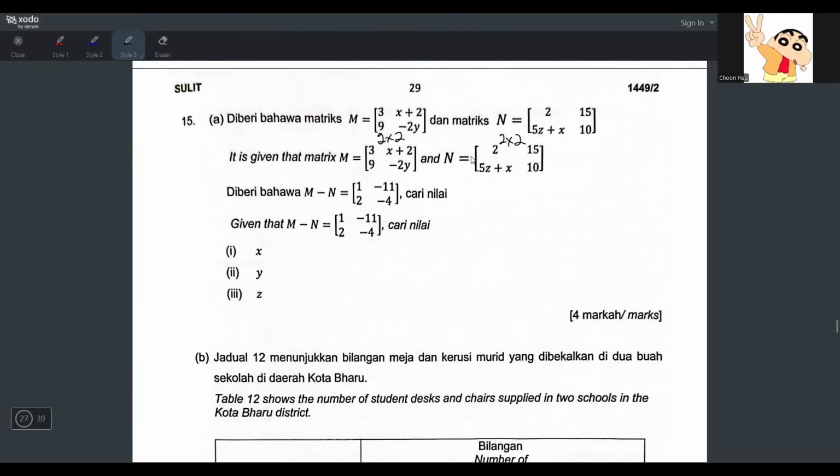But how to find? Well, they give you some information here. They said M minus N equals to this. So what I will do is M minus N, and then compare my answer with the answer they give here.